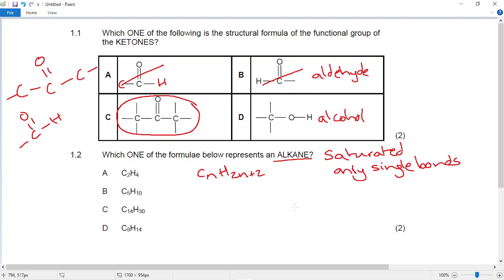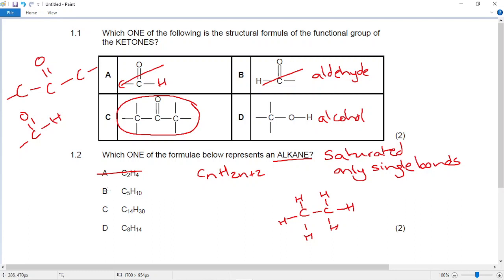But if you can't do that, it gets a bit hectic here. If you can't do that, you draw them, and you go like this. I've got 2 carbons. Oh, look, how many hydrogens am I going to have? 1, 2, 3, 4, 5, 6. Okay, it can't be this one. Okay, but the easiest thing is to use your general formula.